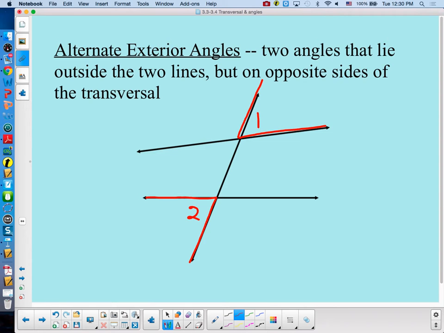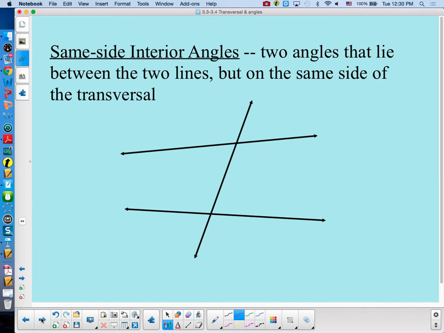All right, and the last pair is called same side interior angles. Same side of the transversal. But on and between the two lines, because it says interior, between the two lines on the same side of the transversal.